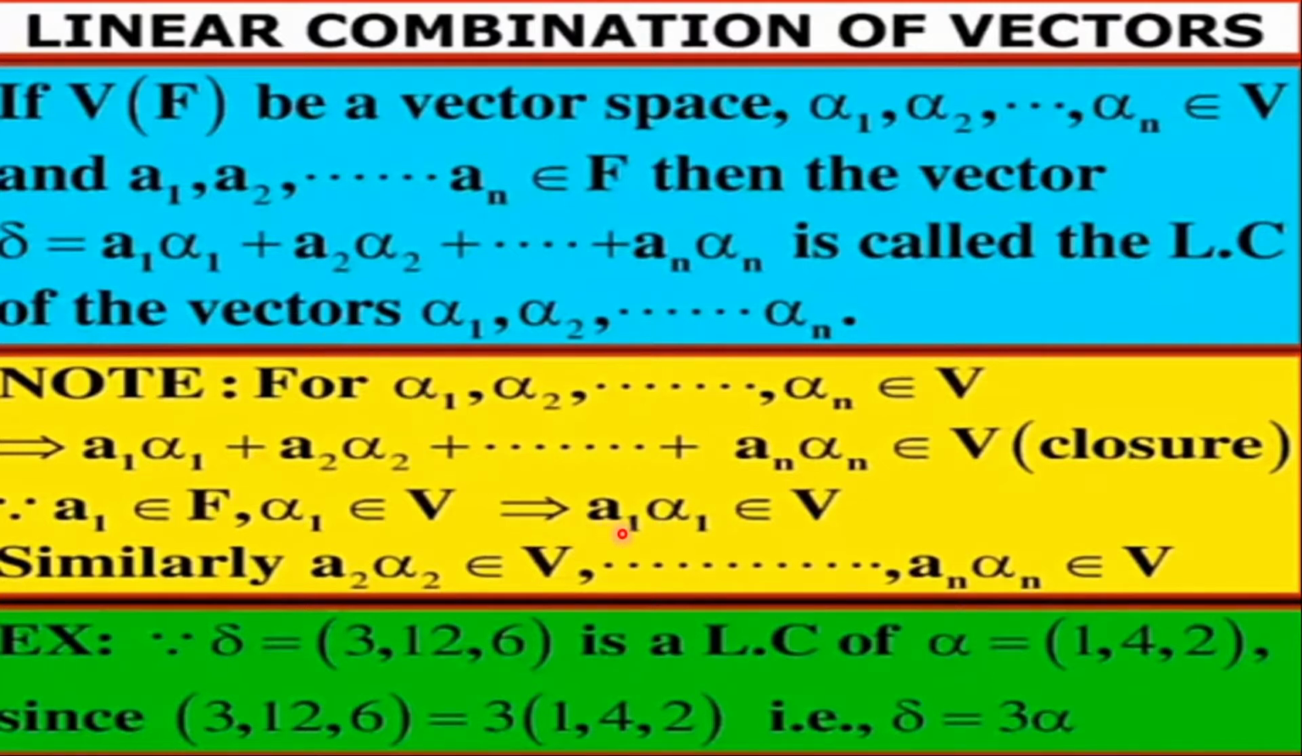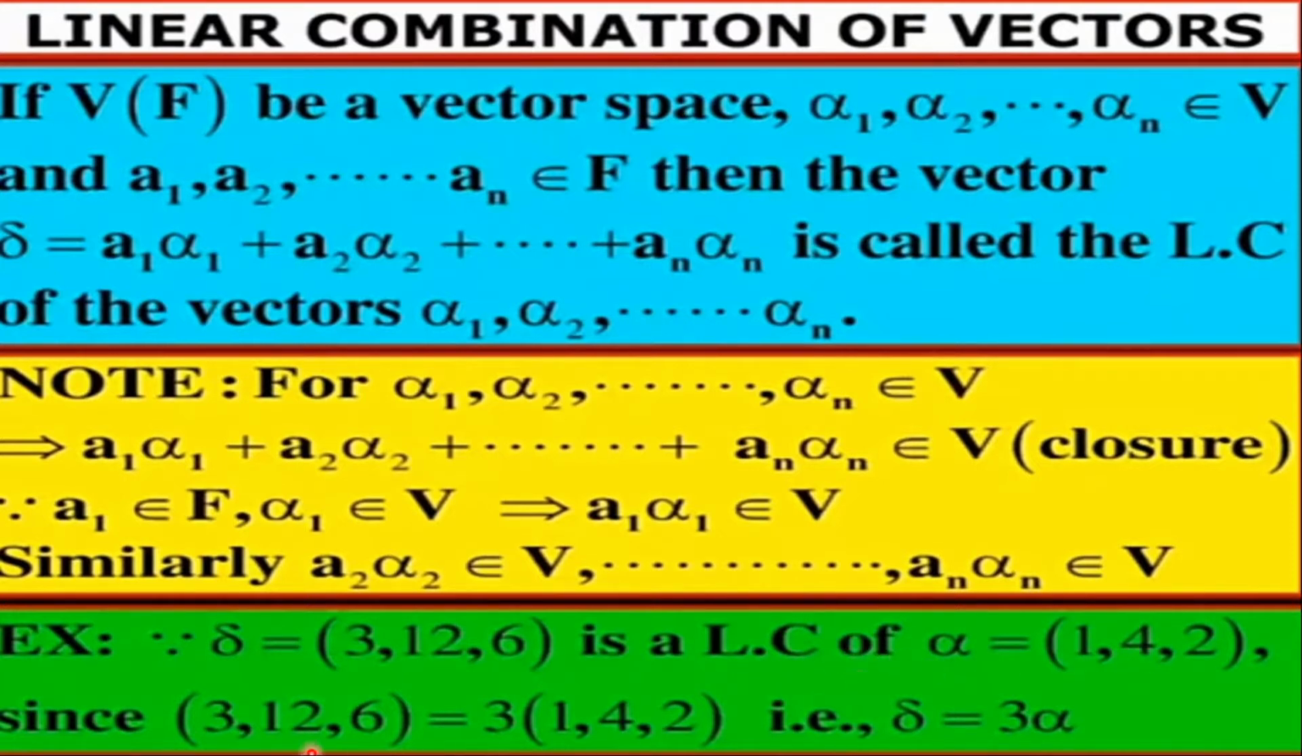By the definition, V is closed under scalar multiplication. Therefore, a1 alpha 1 belongs to V. Similarly, a2 alpha 2 belongs to V and so on, an alpha n belongs to V. By closure law, we get a1 alpha 1 plus a2 alpha 2 and so on plus an alpha n belongs to V.